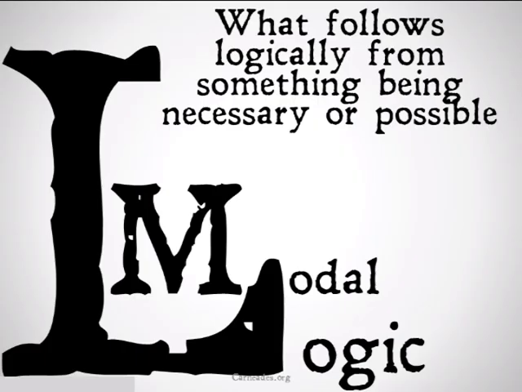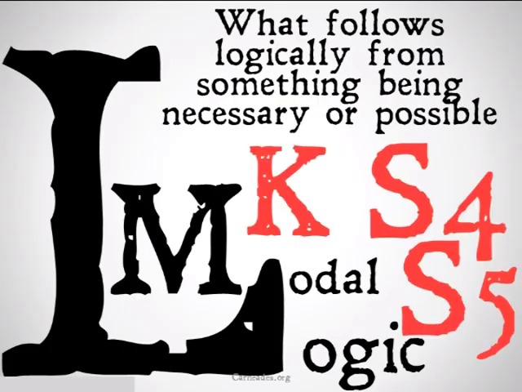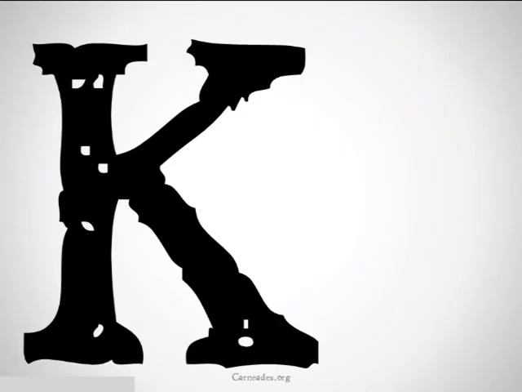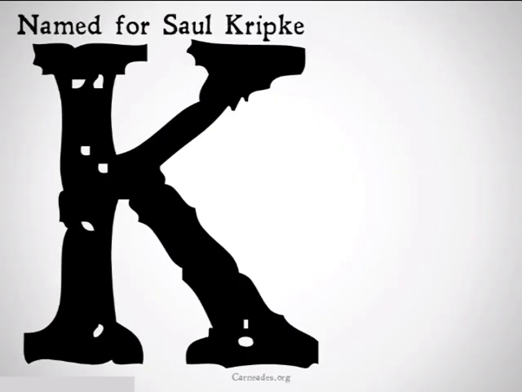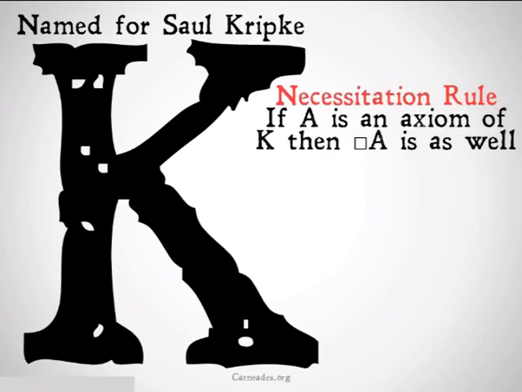Different versions of modal logic look like K, S4, and S5. If you've heard anything about modal logic, you've probably heard about S4 and S5. Don't worry, we're going to be talking about that disagreement here in this video. Now, the first modal logic system that we're going to be looking at is system K. This was named K for Saul Kripke. It is the most basic and most simplistic system of logic.